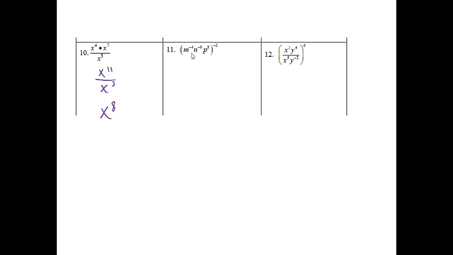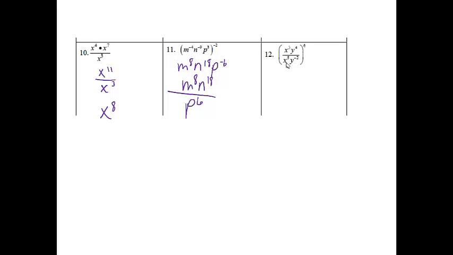All right, number 11, first thing I need to do is multiply, so I'll get m to the 8, n to the 18, and p to the negative 6, and then since the p has a negative exponent on it, it belongs in the denominator, so I'll get m to the 8, n to the 18, all over p to the 6.